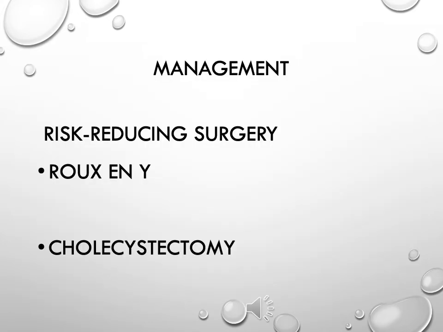Management of patients with pancreaticobiliary maljunction depends on risk-reducing surgery. For a patient with pancreaticobiliary maljunction with dilatation, Roux-en-Y hepaticojejunostomy is always done to remove all the dilated part, while in a patient with pancreaticobiliary maljunction with no dilatation, risk-reducing cholecystectomy is done to remove the gallbladder, as it is the most common site for biliary malignancy in patients with pancreaticobiliary maljunction.